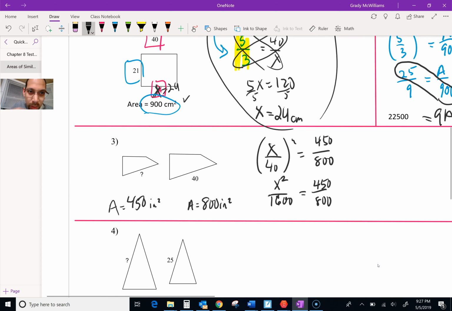I can cross multiply this, I'll get 800x squared, and then cross multiply this thing. It's going to be some really big number. Okay, I don't know what it is. Punch the calculator, figure out what it is.